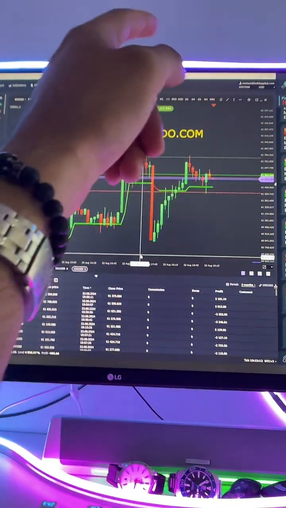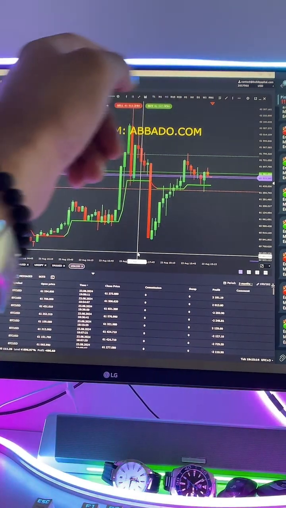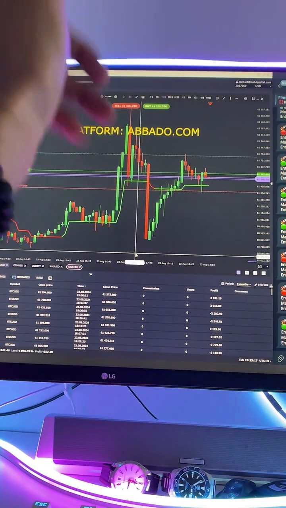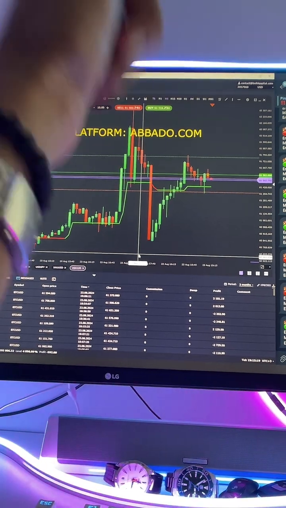Let's go. Mitchell is saying, can you do a quick overview of the Abado site and where everything is? Mitchell is saying, I'm used to trading X. Positron is saying, let's do this.